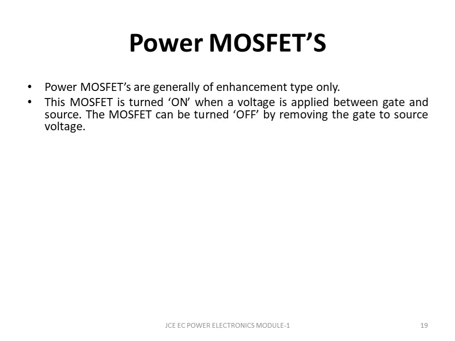The MOSFET is turned on when the voltage is applied between the gate and source. The MOSFET can be turned off by removing the gate to source voltage.